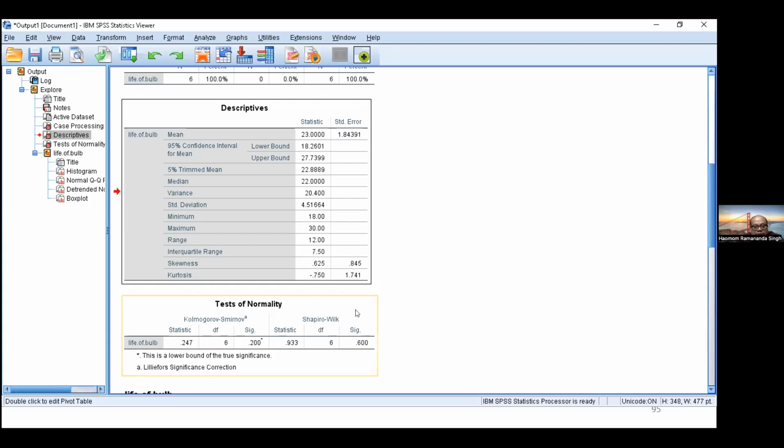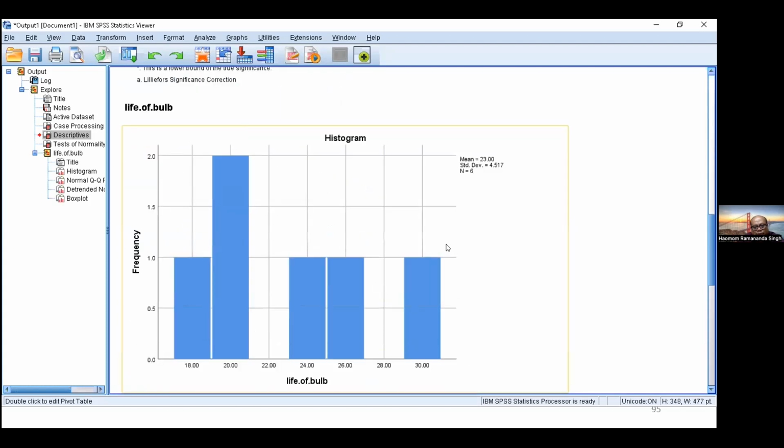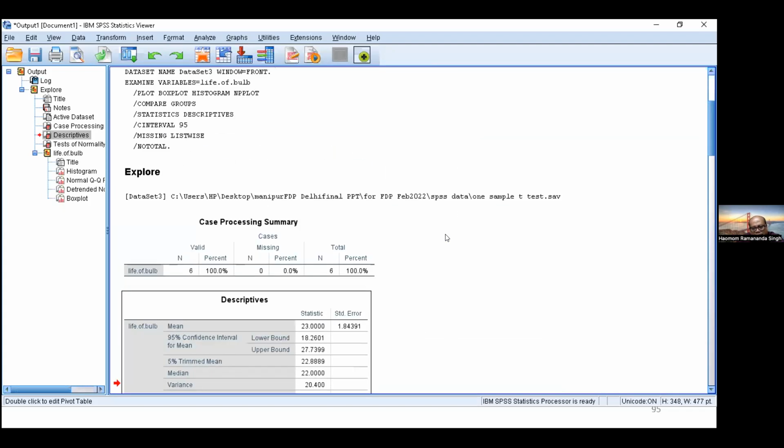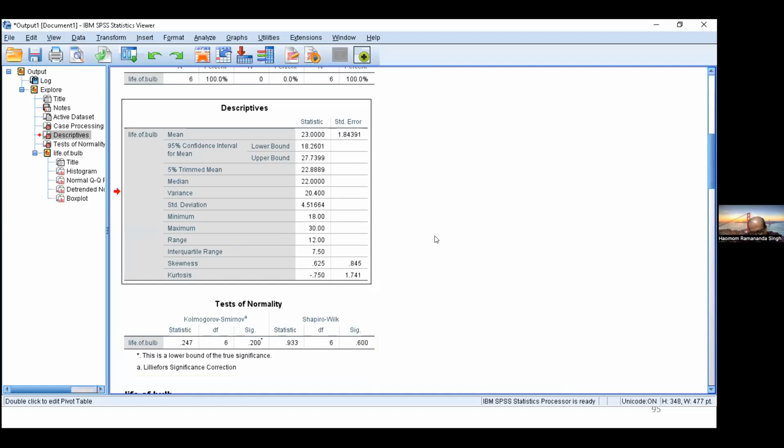Or since the sample size is less than 50, you look here: the Shapiro value is 0.933, and its p value is 0.6, greater than 0.05. So your data is normal. So far we have checked. Since the sample size is less than 50, as I told you, you have to go by this.